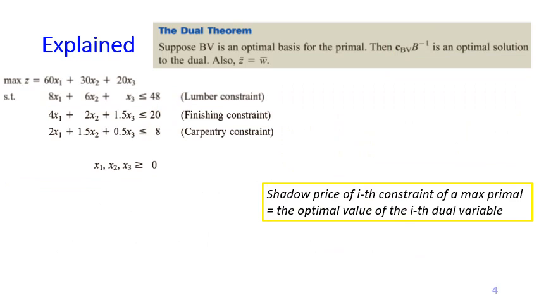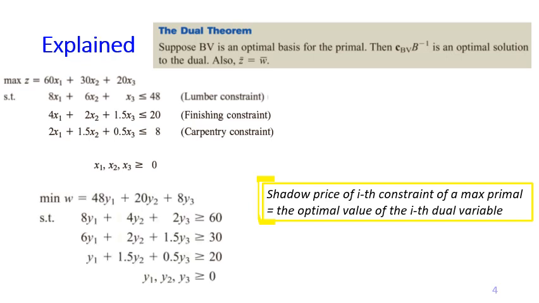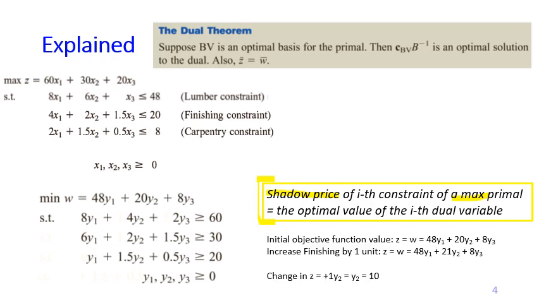So now here's the explanation of why the shadow price of the ith constraint in a max primal equals the optimal value of the ith dual variable. Here's the dual LP of the Dakota problem. Remember that shadow price is the increase in the z value, in the case of a maximization problem, when we change the right-hand side. So the z value before we do anything, before we increase the finishing constraint, equals this.